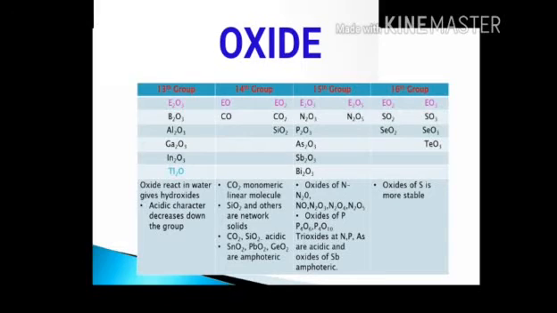Other than this, sulfur forms various other oxides, for example SO, S2O, S2O2, S6O, S7O, S8O, S2O7. Also, oxides of sulfur are more stable than the corresponding oxides of other elements. Thus, SO2 and SO3 are more stable than the corresponding dioxides and trioxides of other elements.